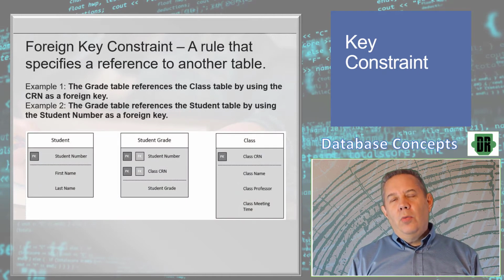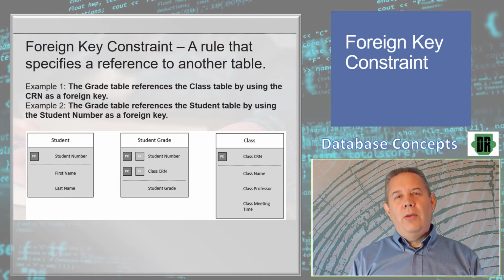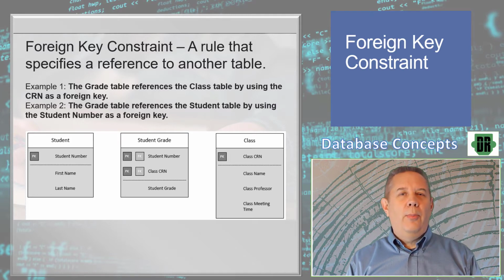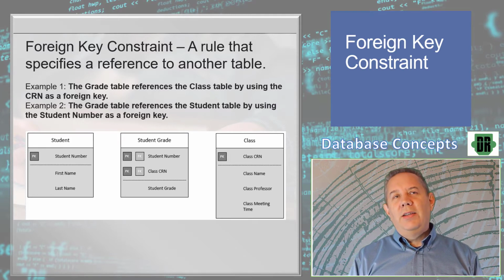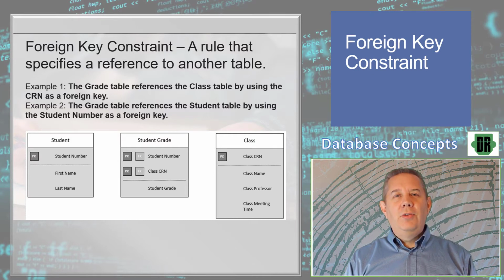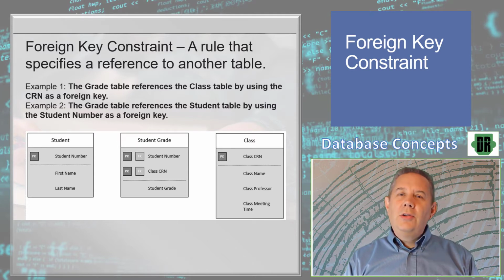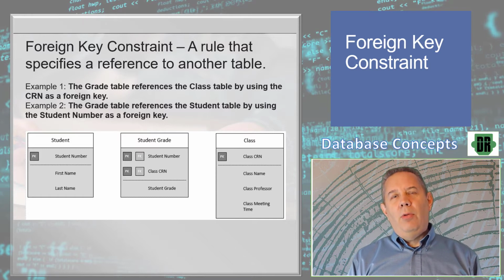One of the things we can do when we have that particular type of constraint is that we can make sure that we can relate tables one to another properly. And so we call this a foreign key constraint. So in a foreign key constraint, we have a rule that specifies a reference to another table. Let's take the example of a student table, a student grade table, and a class table. So in the student table, we have a unique identifying number that's the student number. No two students have the same number. So in that table, we can have that student number as the key to that table.